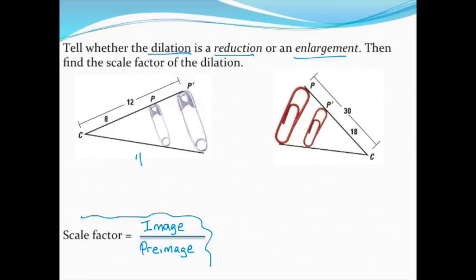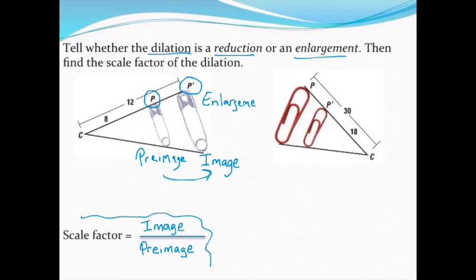I know in this first example that the smaller paperclip represents my pre-image, and it's not because it's first, it's not because it's smaller, it's because the label is just a single letter like P. Our second figure is going to be the image, because I noticed the prime, just like we've dealt with in other transformations. So going from the pre-image to the image, I can see that this is getting bigger, so obviously this is going to represent an enlargement.